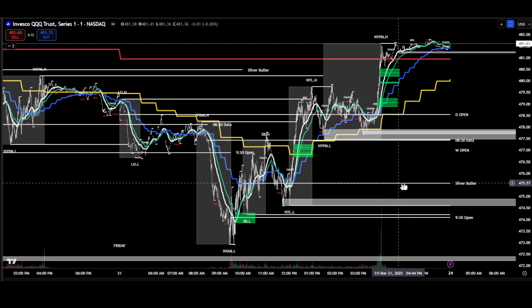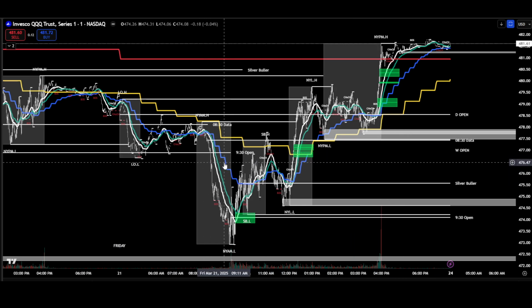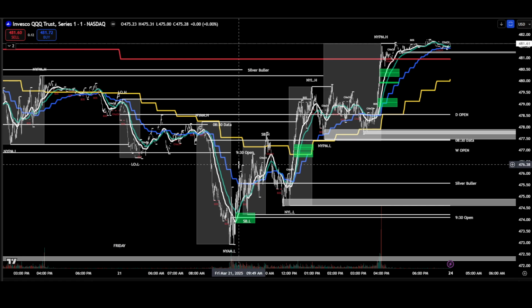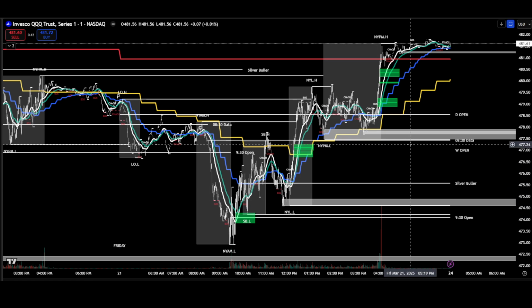Now, once the silver bullet macro opened, which is, we have our New York AM session here. We have market open in this dead zone where there's no gray box, and then we have our silver bullet. So now that silver bullet time starts there. We have a new level, and that can act as a true pivot in between the two.